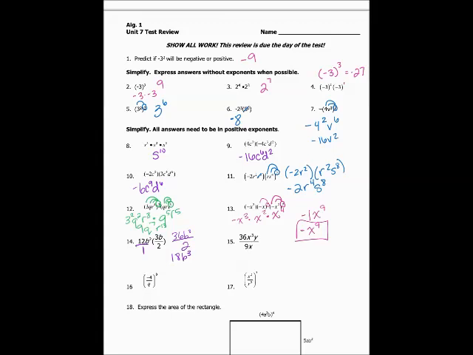Then for number 15, I'm going to go step by step. I'm going to divide my numbers first. 36 divided by 9 is 4. Then we have x cubed over x, which is x squared. And then we don't have anything to divide with our y, so we just leave it and it stays on top.